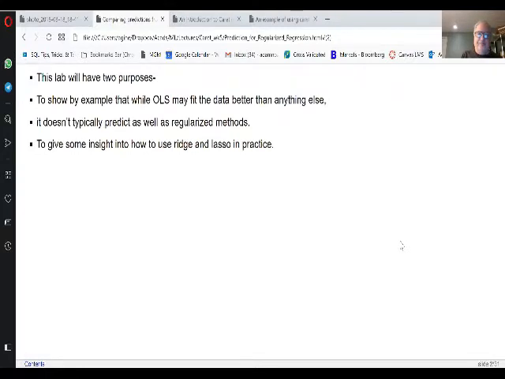So the two takeaways from this are that, well, in sample, ordinary least squares will always fit the model better than a regularized regression. It typically won't perform as well when you go for prediction.